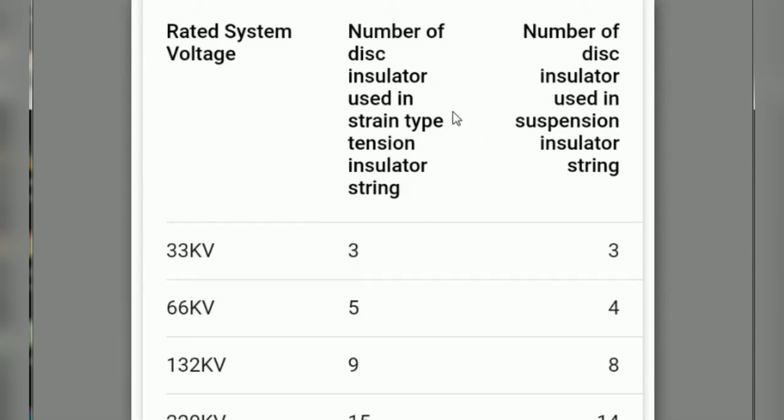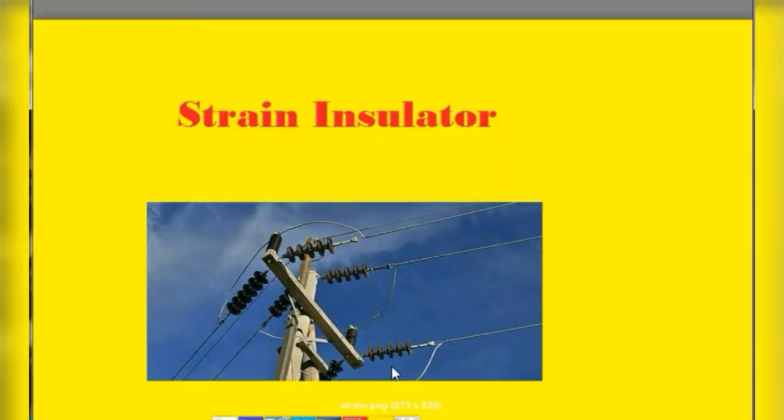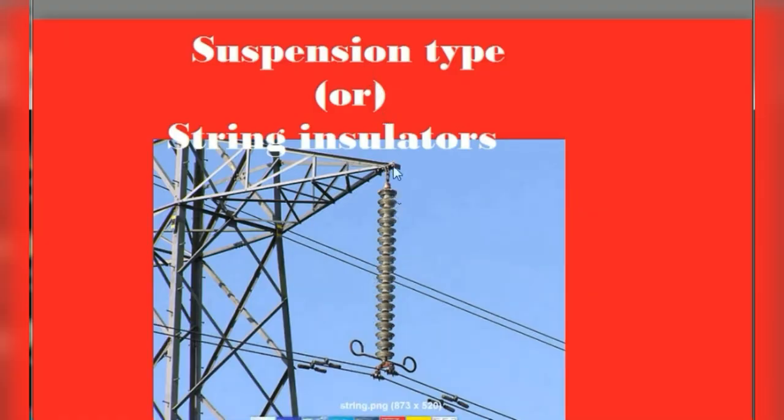Normally there are pin type insulators, shackle type, strain type and string insulators available. Normally the strain and string insulators are used for high voltage applications. So the number of discs required for the strain and suspension type or string insulator are calculated here. Before that, let's see what a string is. This is called a string insulator. The insulating discs are hung vertically. With the insulator discs joined together in a vertical position, this is called suspension type or string insulator.